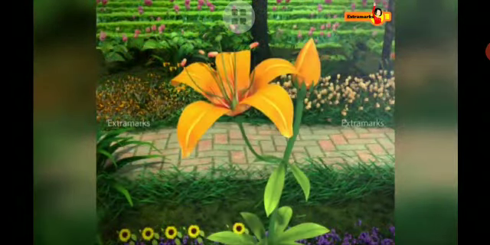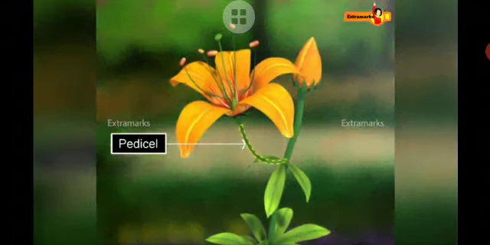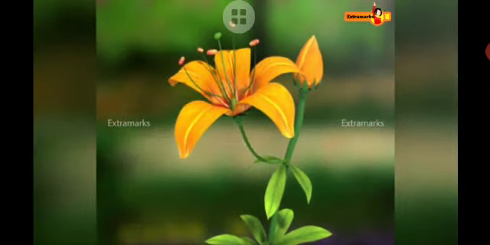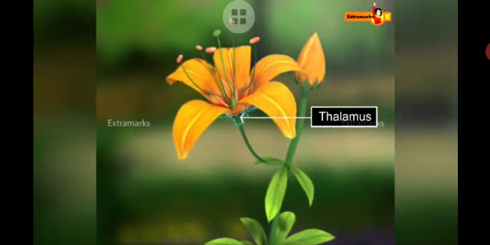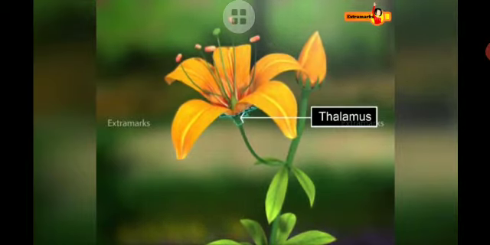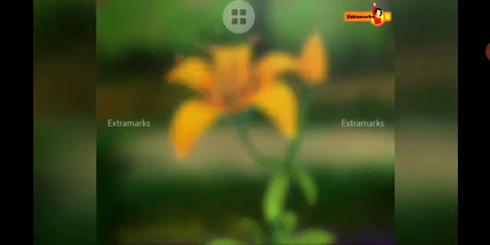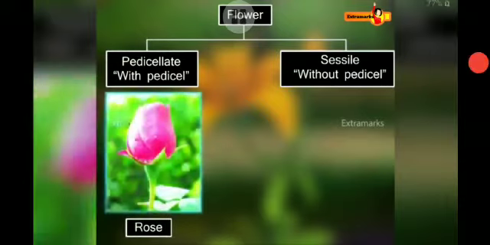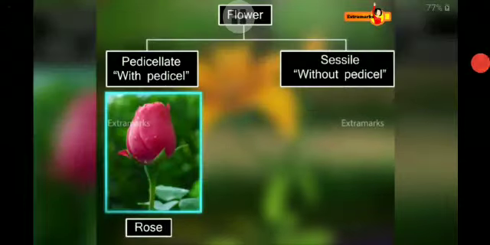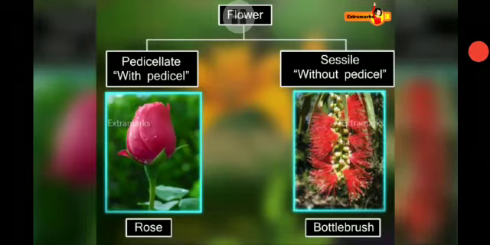A typical flower has a pedicel, which is the stalk that holds the flower, and the thalamus, which is an enlarged part of the stalk that bears all the parts of the flower. On the basis of presence or absence of pedicel, flowers are classified into pedicellate and sessile respectively. Rose is a pedicellate flower, while bottlebrush is a sessile flower.